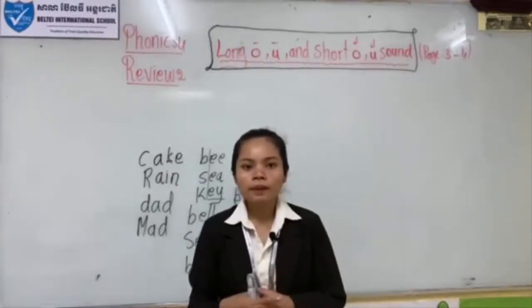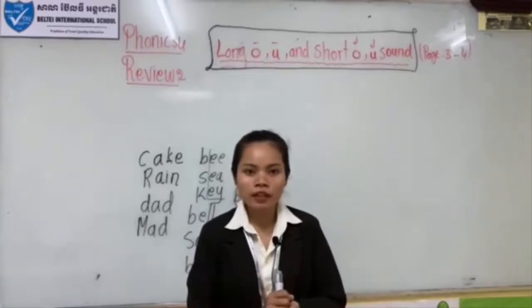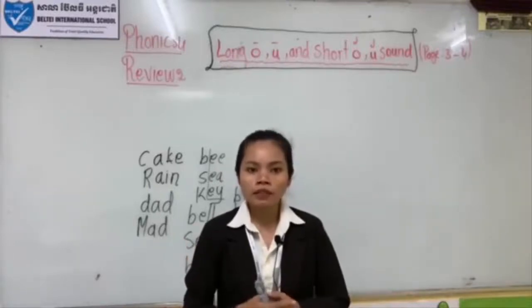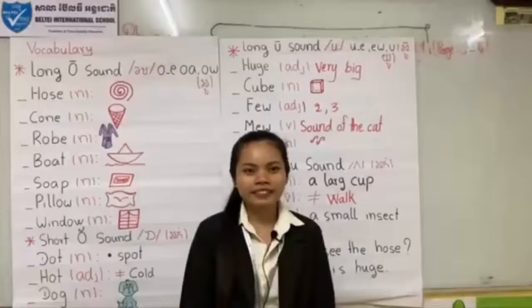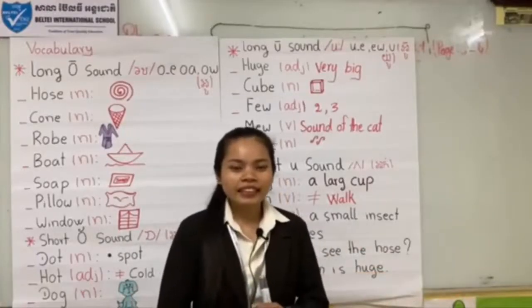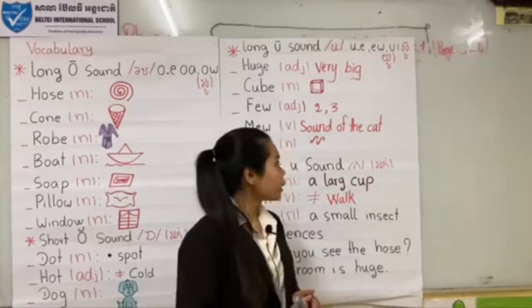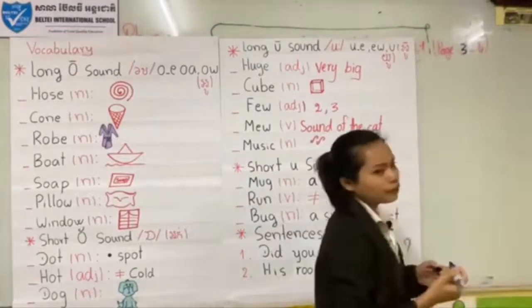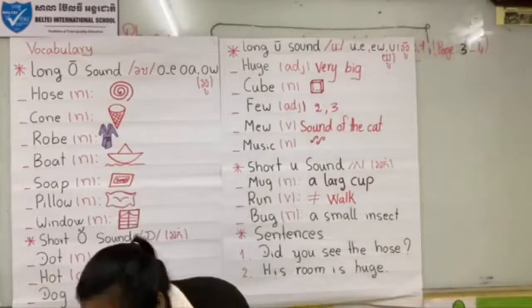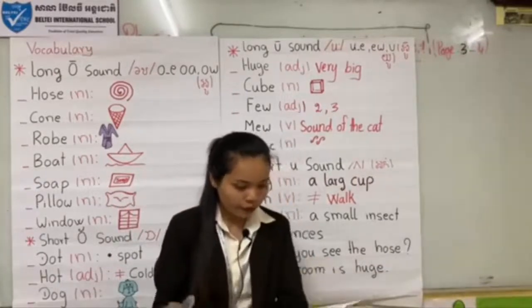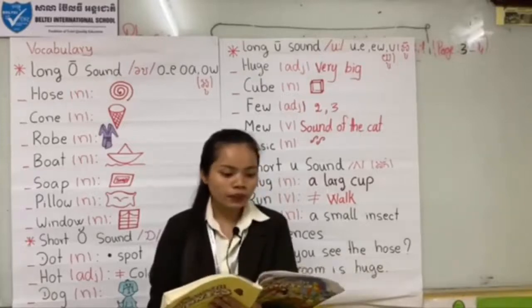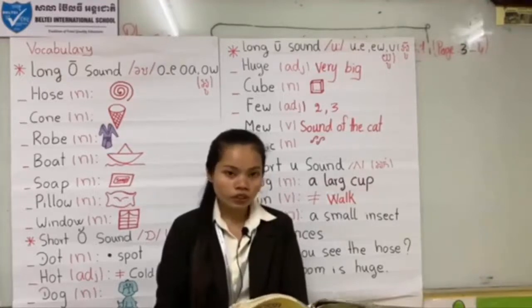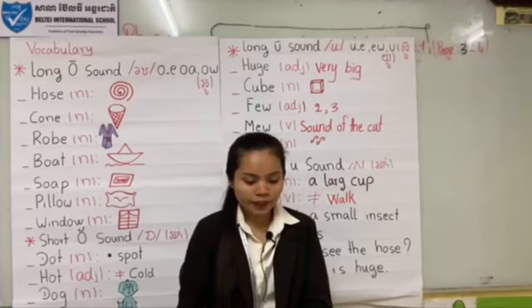Okay, everybody. So now let's pay attention and grab your material like book, pen, pencil together, and we will move through to our new lesson today. Okay, are you ready, everybody? Okay, if you're ready, let's open your phonic book on page number 3 and number 4. Okay, page number 3 and number 4 is review 2, let's practice. We have long U, long O, short U and short O sound, right?